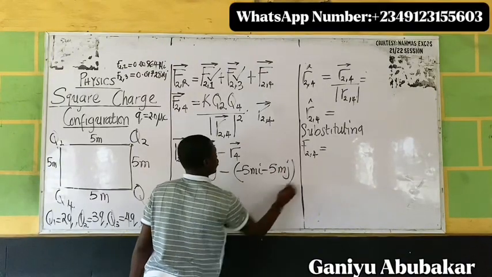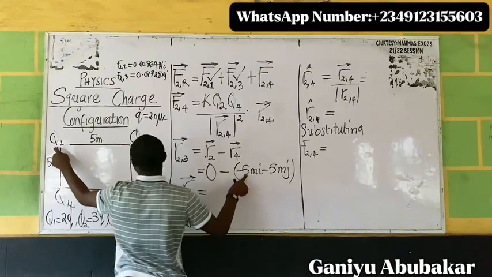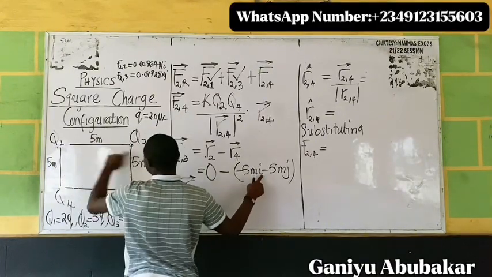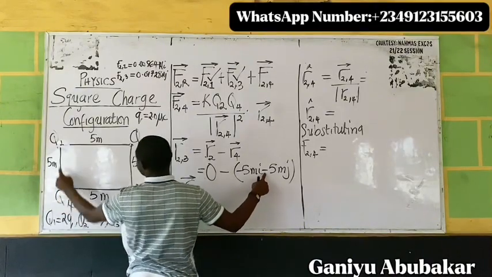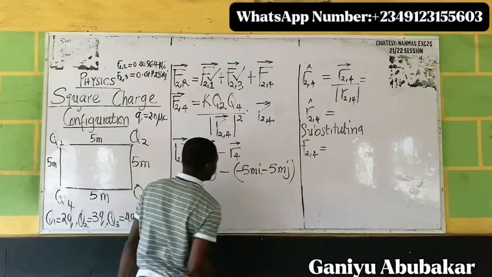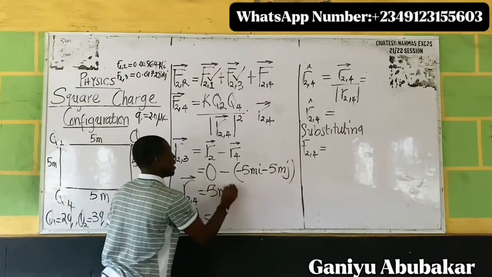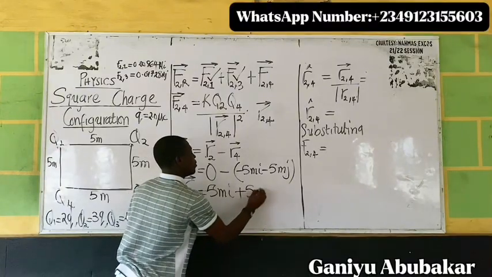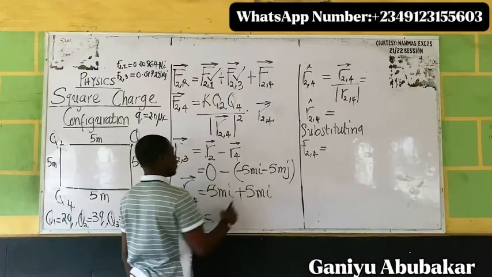Moving this way is negative of X, that's minus 5 meters, then I is for X. Downward is negative of Y, that's 5 meters, then this is Y vertical, that's J. The value here gives you 5 meters I plus 5 meters J. Minus is plus, minus is plus. So I have this place.